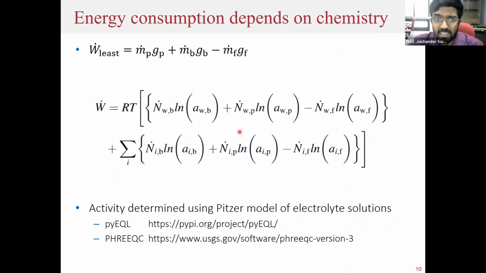So in the context of textile dyeing, we can again look at this least energy requirement and express this as a function of the solution chemistry. So here I basically expressed this expression in the form of the activities of the water and salt species. Here, i goes through every solute species in the solution. Right? And the activity in this study has been determined using the Pitzer model for electrolyte solutions and using these two databases, the PyEQL or the Freak database.